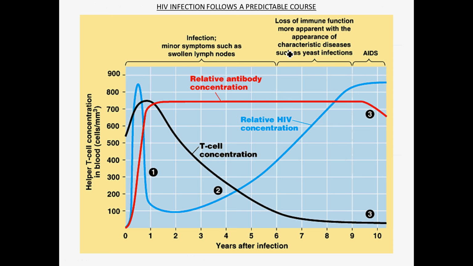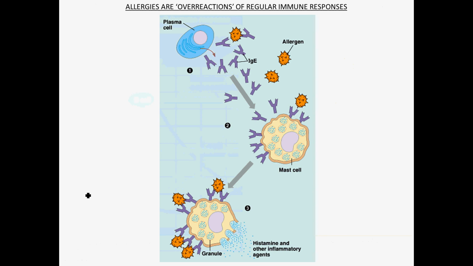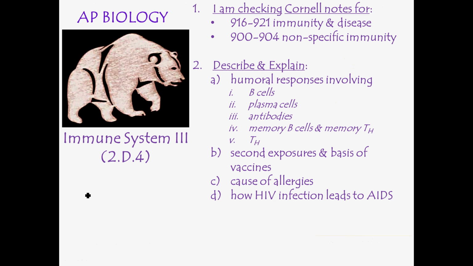HIV infection follows a predictable course, so I think we'll deal with this later in class, but you can take a look at that graph and interpret that as well. Okay, so that was second exposure. We'll deal with allergies in a separate one as well. So again, being able to describe and explain the second exposure and the basis for vaccines was the goal. Thanks for listening. Bring your questions to class.